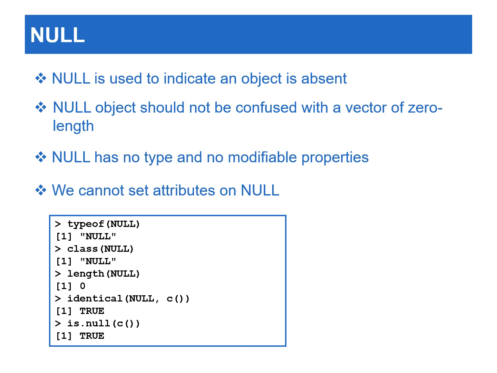Now, let's talk about the NULL value. The NULL value is a special object to indicate or specify an object is absent. The NULL object is not a vector of 0 length. It has no type and no other modifiable properties. We cannot set attributes to NULL either. To check whether an object is NULL, we can use the is.null function.